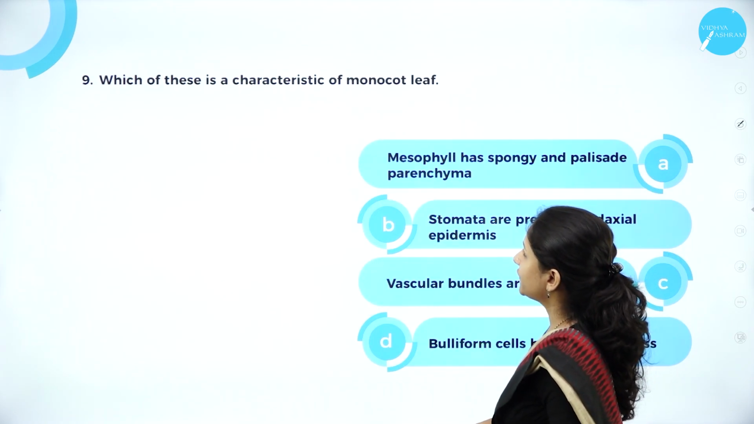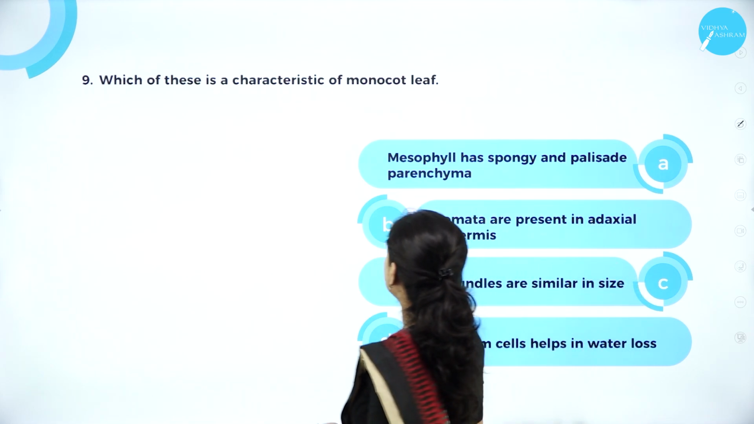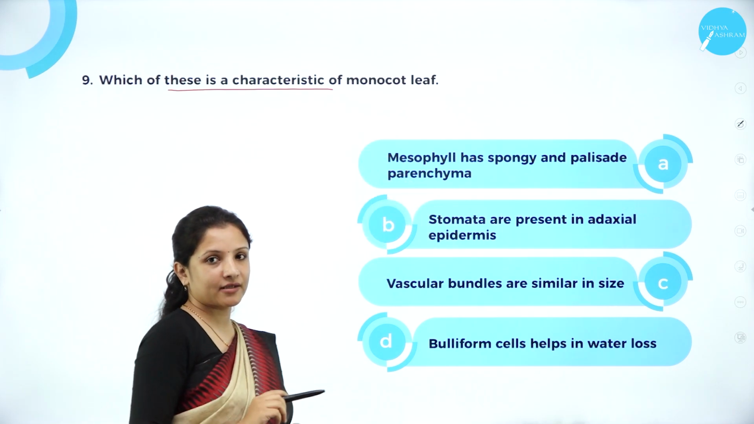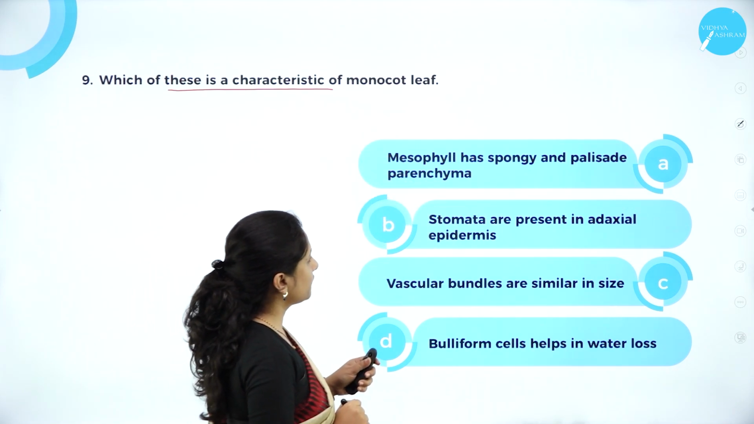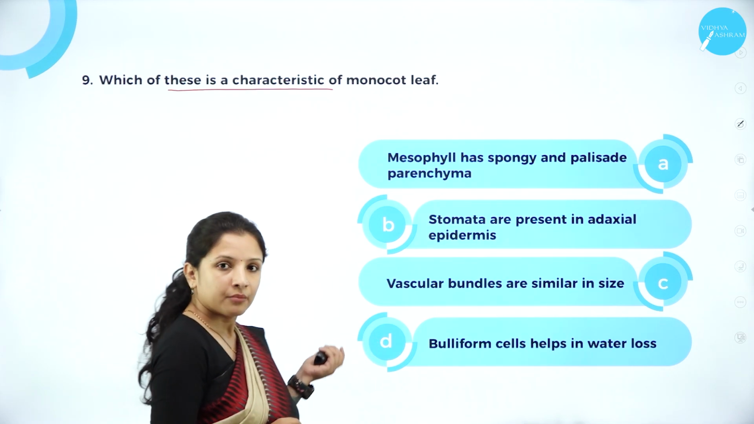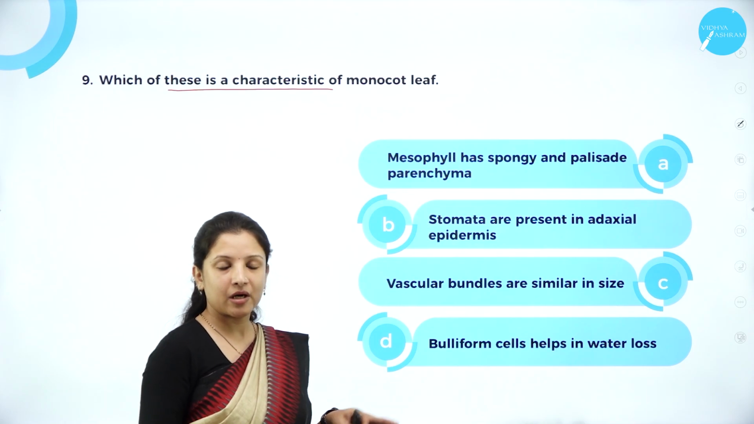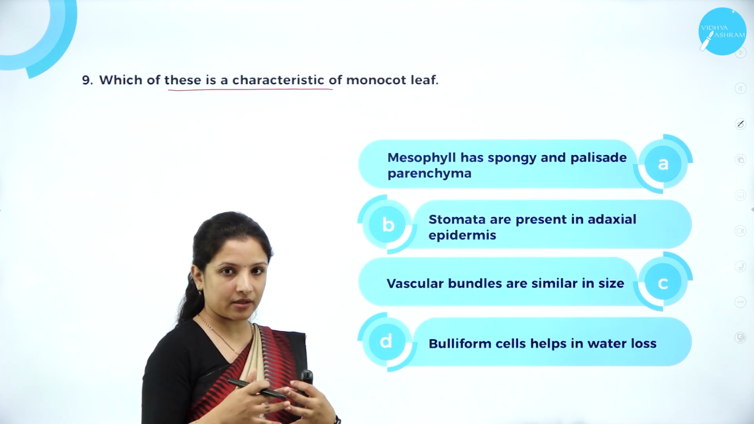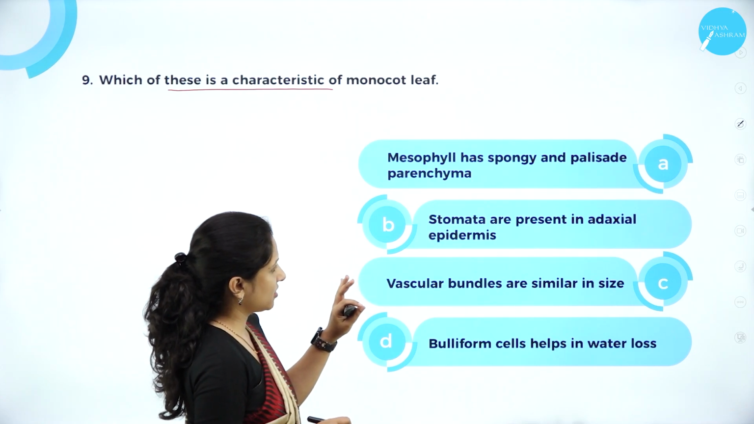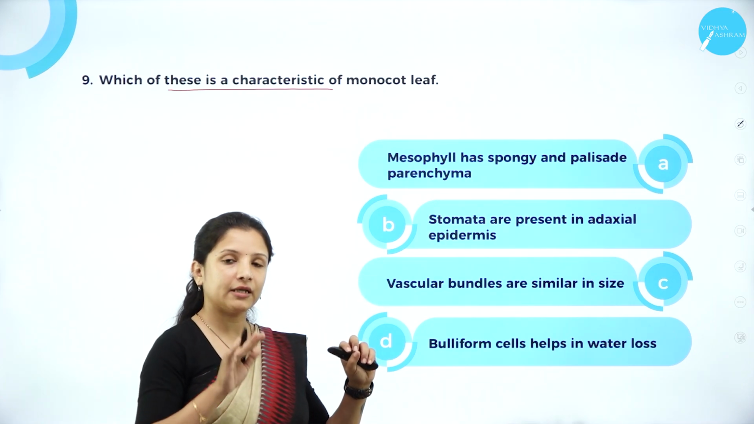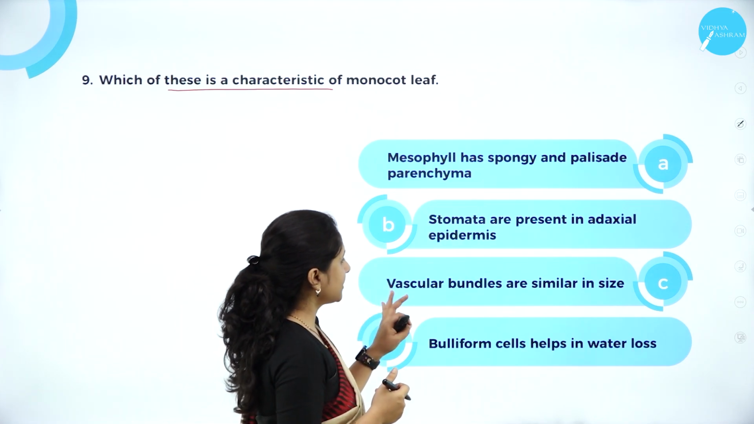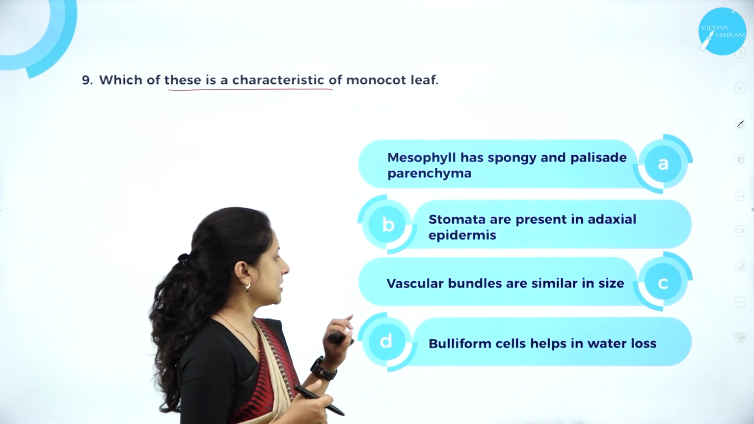Next question. Which of these is a characteristic of monocot leaf? So here we have to find among the given options which is a characteristic of monocot leaf. Mesophyll has spongy and palisade parenchyma. No, mesophyll has parenchyma, but there is nothing like spongy and palisade parenchyma in the case of monocot leaf. Stomata present in adaxial epidermis. No, stomata in monocot leaf are present both in the adaxial as well as abaxial epidermis. Vascular bundles are similar in size.